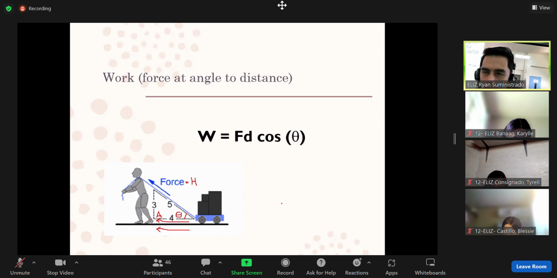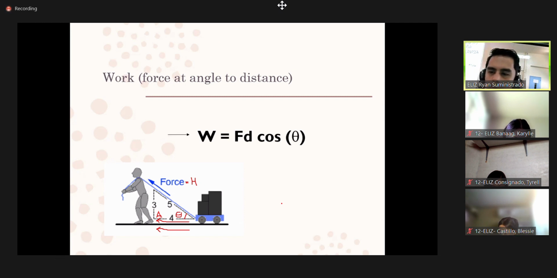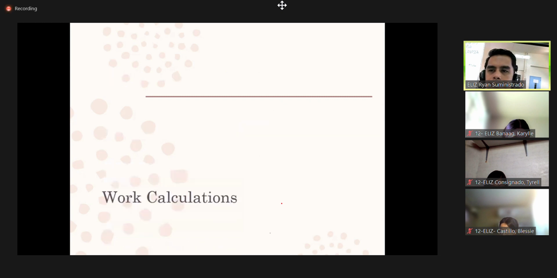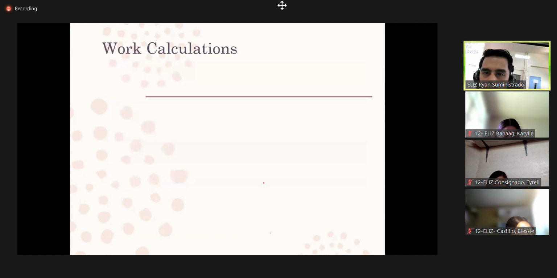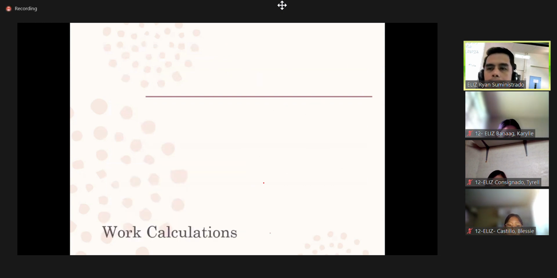Okay? With that said, kindly answer what's in illustration or diagram B. Diagram B. A 100 Newton force is applied at an angle of 30 degrees to the horizontal, to move a 15 kilogram object at constant speed. The horizontal distance is 5 meters. Okay, our equation. Just wanted to return to the previous slide. FD cosine theta.